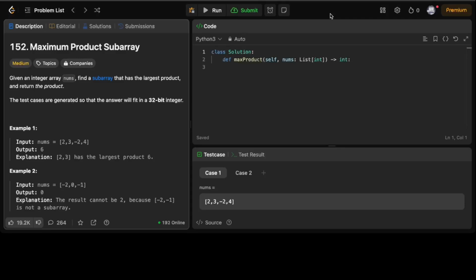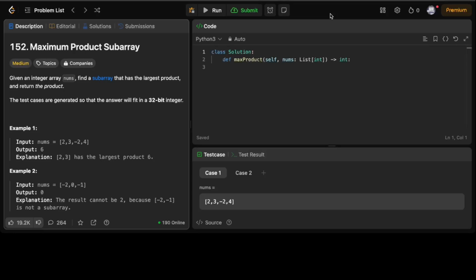Another DP problem today. Maximum product subarray. Given an integer array nums, find a subarray that has the largest product and return the product. The test cases are generated so that the answer will fit in a 32-bit integer. I pre-read this a little bit before, and I was sitting on it a little bit.